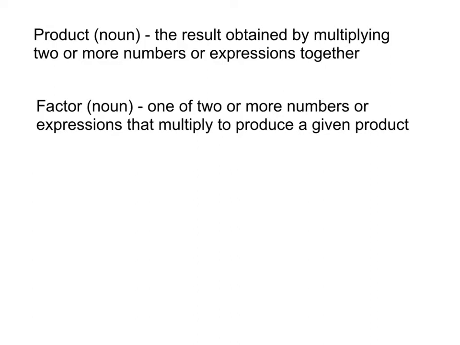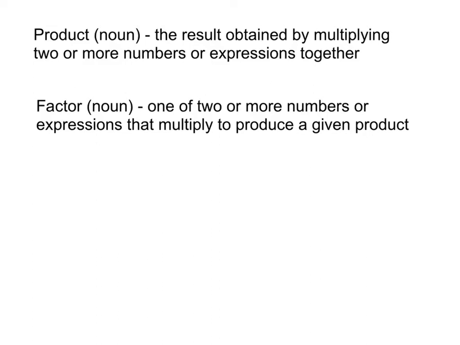All right, so these two words that we're going to start with, product and factor, they're both nouns. A product, here's what the definition is. Product is the result obtained by multiplying two or more numbers or expressions together. That's what a product is. You should be pretty familiar with that word. Factor, what's that word? It's one of two or more numbers or expressions that multiply to produce a given product. So these words you should be pretty familiar with.